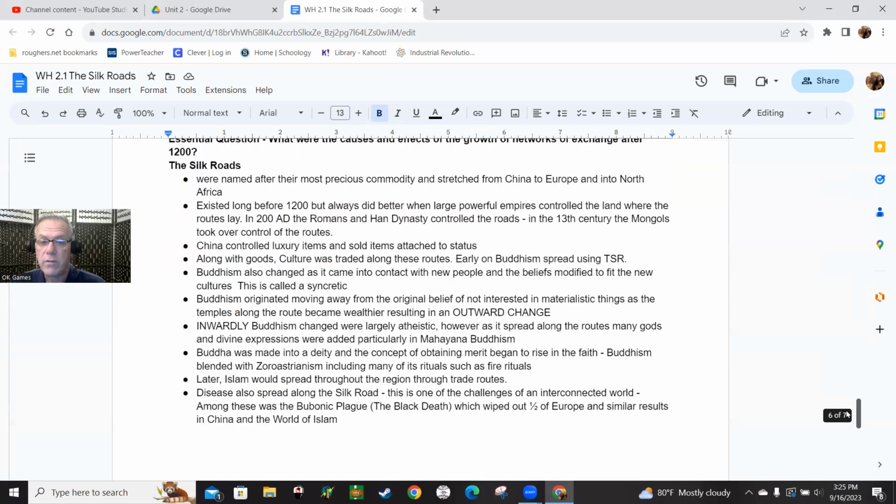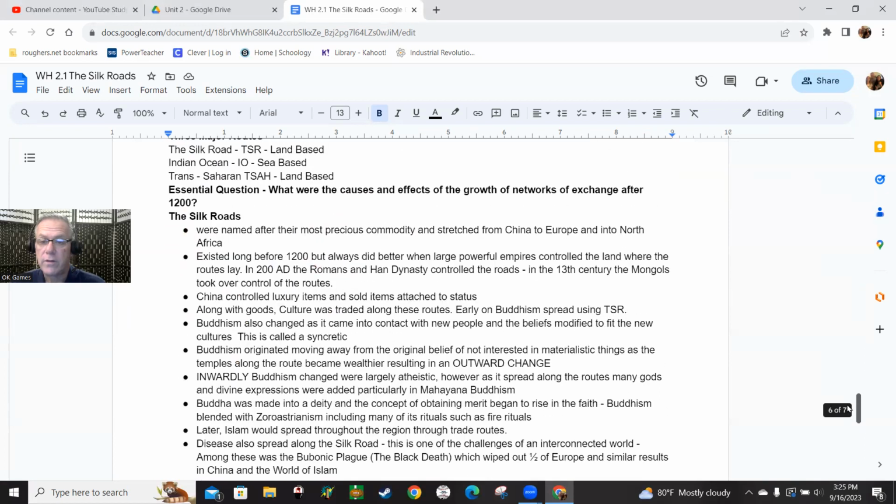So let's look at some things, and we're going to look at cause and effect. That's what we're going to try to look for. What are some of the things that cause, and what are some of the outcomes? So the name obviously is from the silk. That's the most precious commodity, what it's known for. But again, other goods such as porcelain, spices, and other things were being traded, the physical items.